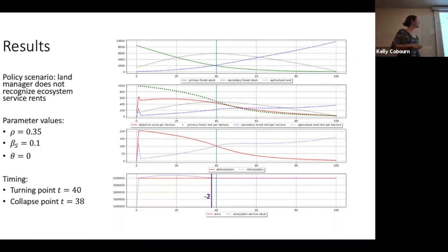This third set of results illustrates what happens if the land manager does not recognize ecosystem service rents. So in this case, we're setting theta equal to 0. We might anticipate that if none of the ecosystem service rents are captured at a local or regional level, that we'll see much earlier collapse in the ecosystem. And that is in fact what we see. We see an earlier turning point in period 40, but we also see a much earlier collapse point, which now occurs in period 38. So in this case, the collapse point occurs prior to that turning point in the system.